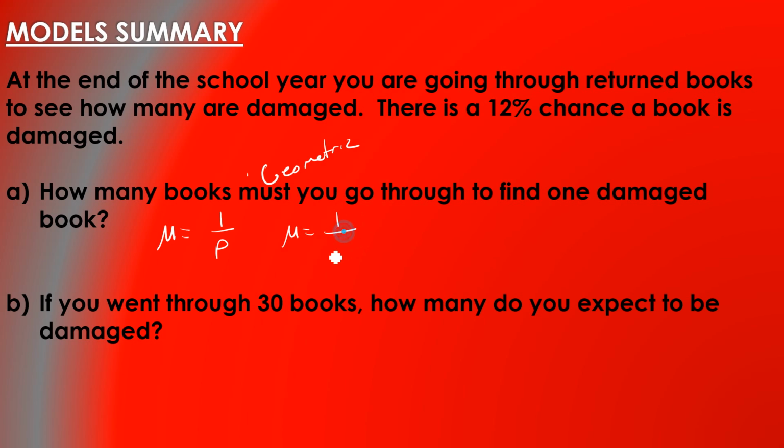So that's going to be 1 over 0.12. And I won't bother pulling up my screen calculator for that. That's going to be 1 divided by 0.12. And I get 8.3. So about 8. You need to go through 8 books, basically, before you find a damaged one.